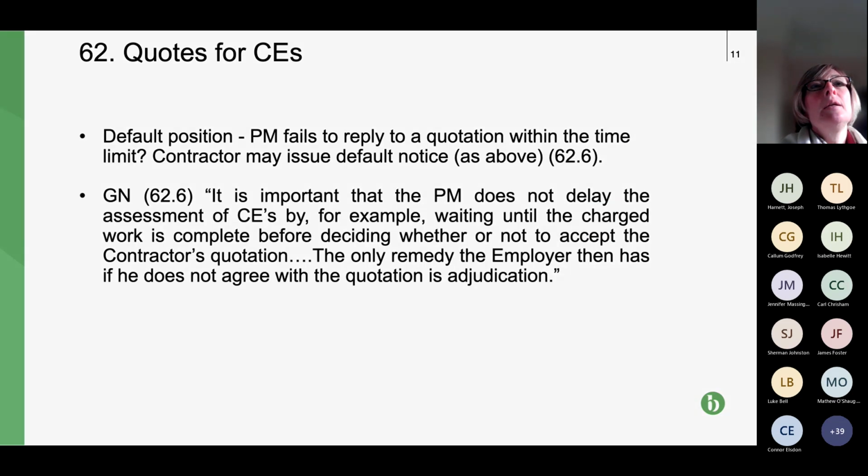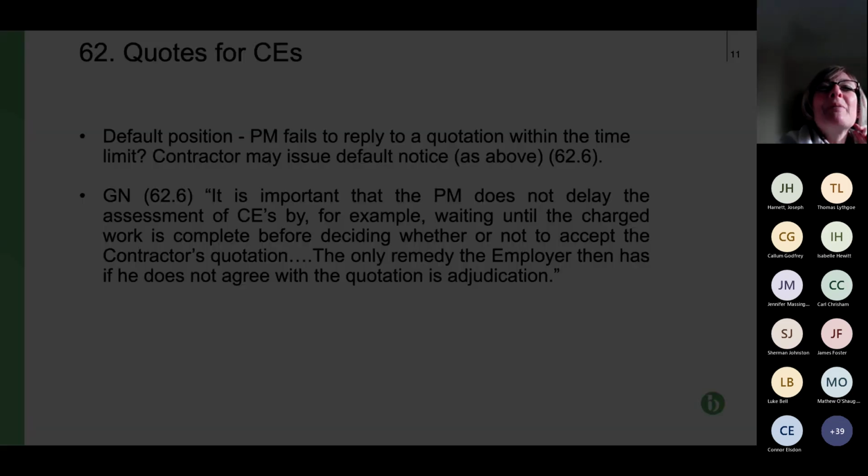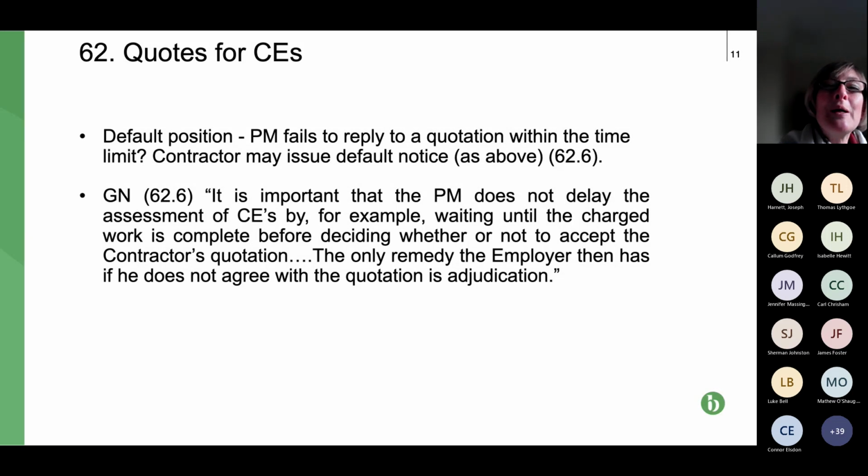Also, the project manager can request alternate quotes, which is fine, provide them. But then remember, if you're doing your default notice, so you've provided your alternate quotes, the PM hasn't responded in their 2-week timescale, so you're sending your 2-week notice, giving them another 2 weeks to respond. At that point, you have to make it clear that if they don't respond within that extra 2 weeks, which quote you are going to say is deemed to be accepted.